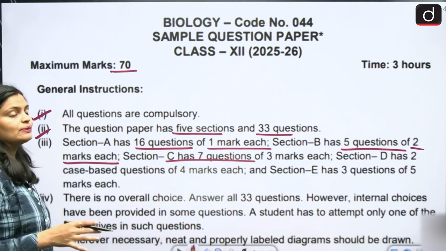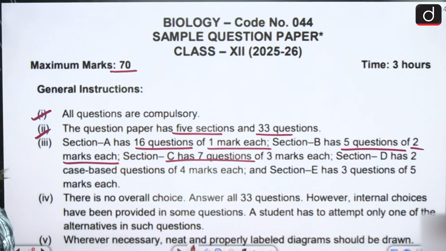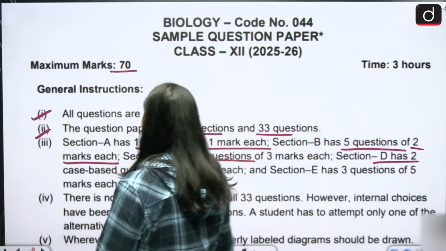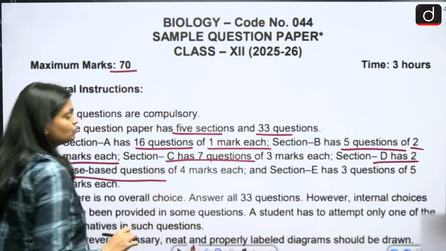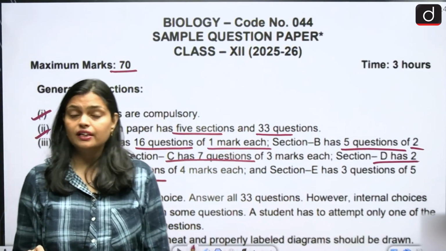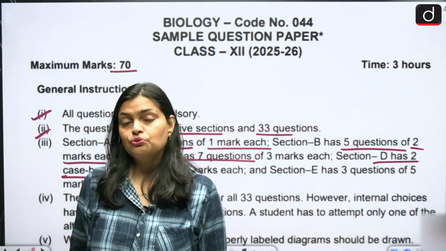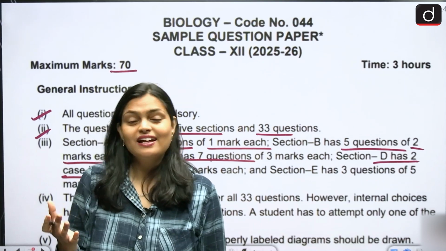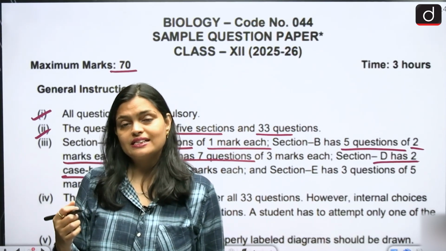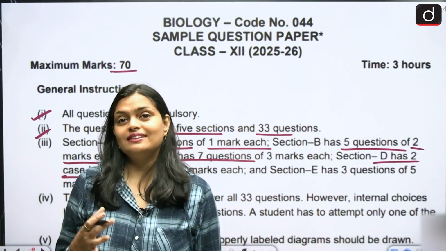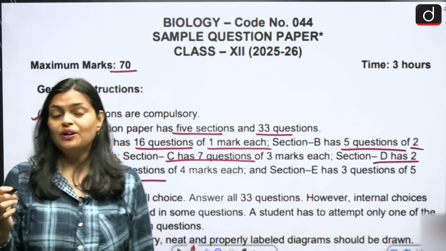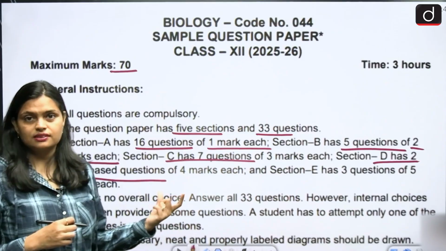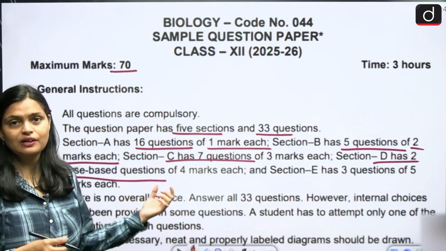So approximately 21 marks of questions you will get in Section C. And then Section D has 2 questions, and these 2 questions are case-based questions. Nowadays CBSE has introduced case-based questions just to prepare you for your further competitive exams. Like when you opt for the CUET exam also, there you will get case-based questions. So you have to be prepared with these case-based questions. Each question is 4 marks, so in total you have 8 marks in Section D.